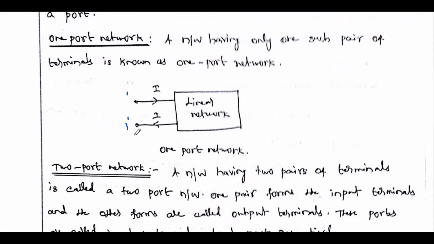The network may be of different types based on the ports: a one-port network, a two-port network, and multi-port networks. First, what is a one-port network? A network having only one such pair of terminals is called a one-port network. This is the example for a one-port network. For this network there is only one pair of terminals, so this type of network is called a one-port network.